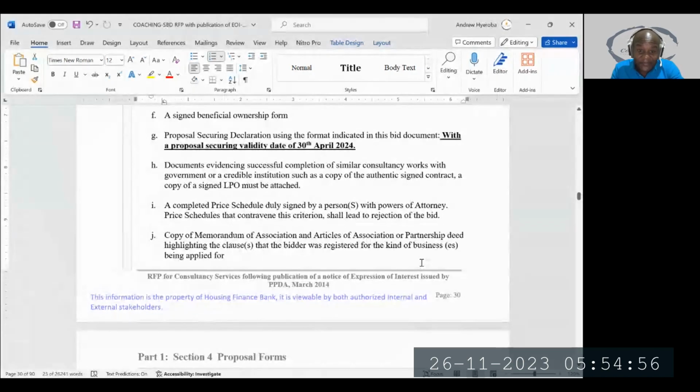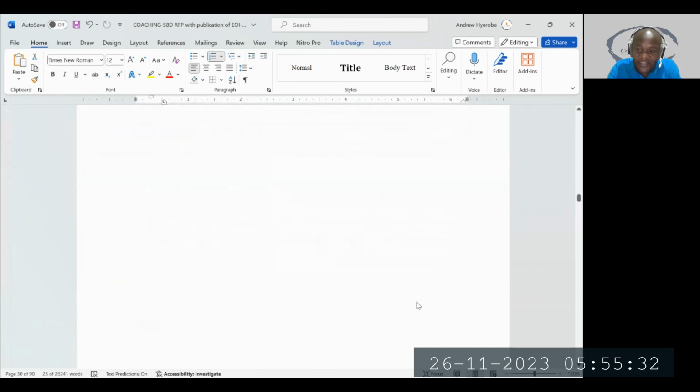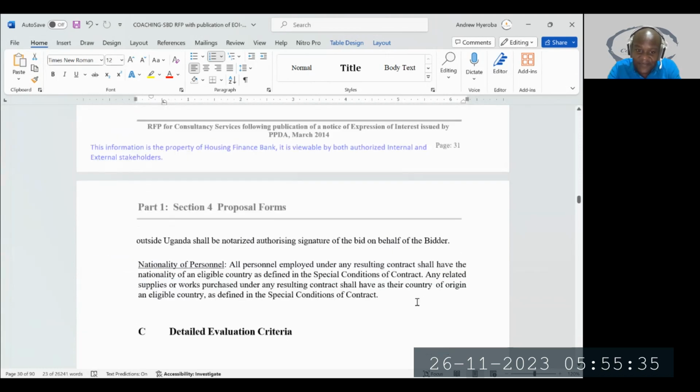Okay, there we go. Then they say you must have evidence of completion of similar consultancy work with government or a credible institution. For example, a signed contract, a copy of an LPO must be attached. A complete price schedule signed duly by a person with powers of attorney, again, and then a copy of memorandum of articles or partnership deeds to show that the bidder was registered for the kind of business being applied for. Okay, and then a power of attorney. So there's a whole list of forms that need to be collected.